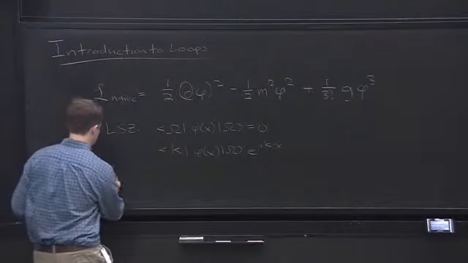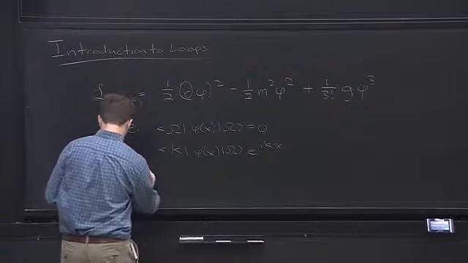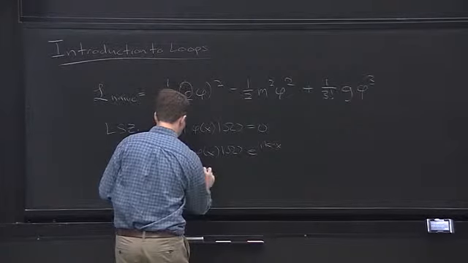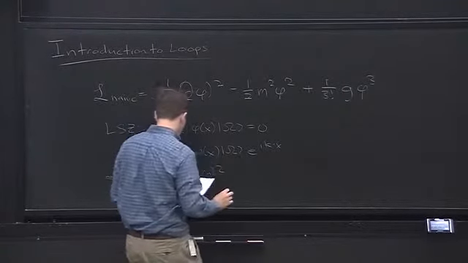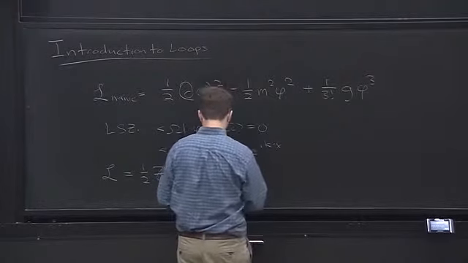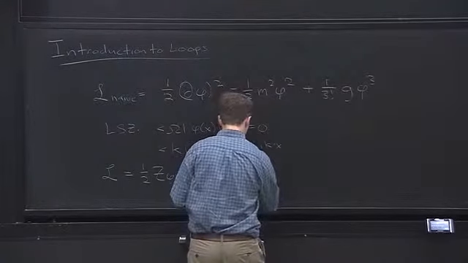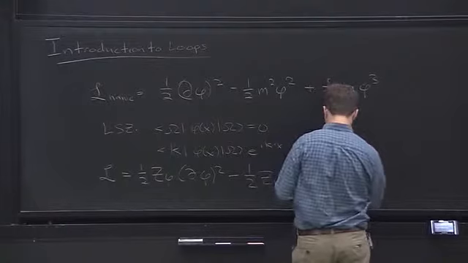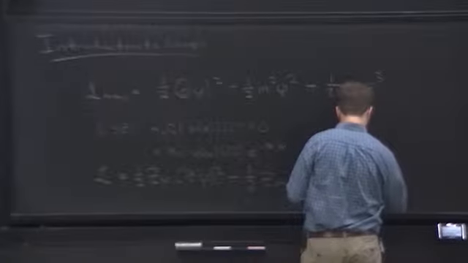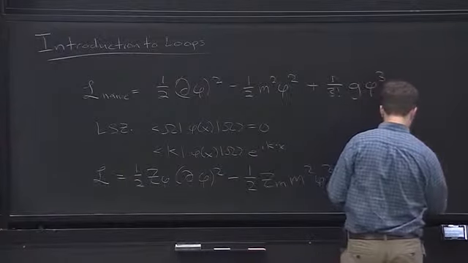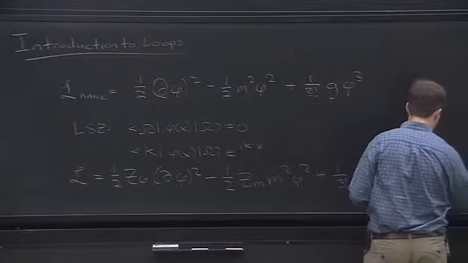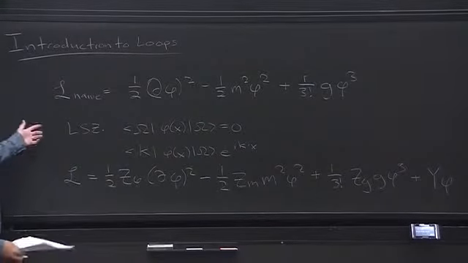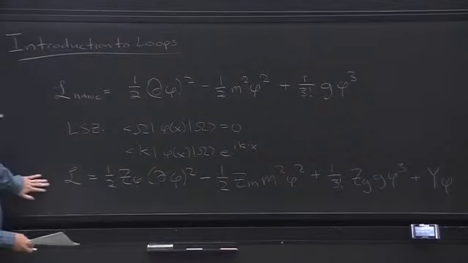And what we would get after we shifted and rescaled is a new Lagrangian that has some additional factors and one new term in it. So we get a Lagrangian where the kinetic term had an extra factor of Z_phi. The mass term has an extra factor of Z_m. The interaction term has an extra factor of Z_g. And we get a new term, y phi. Okay, so we saw this back in the lecture about the LSZ reduction formula.